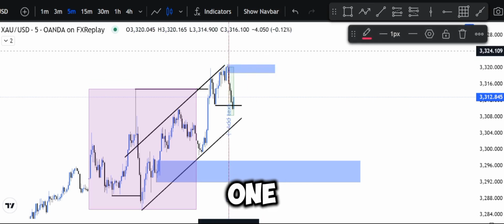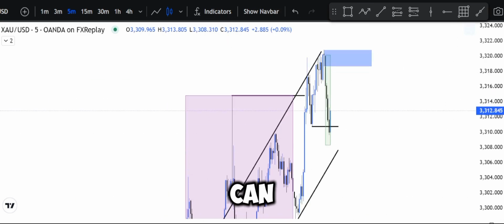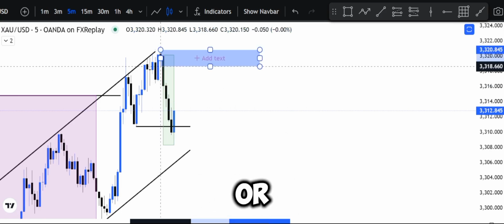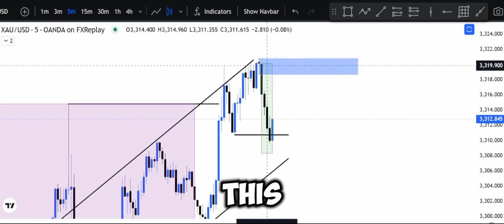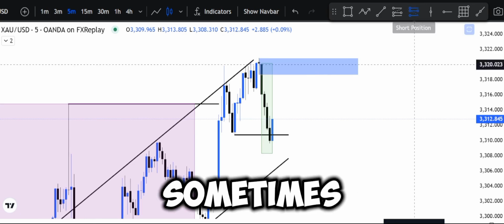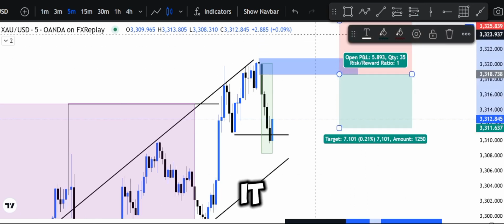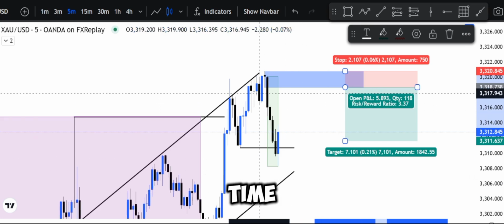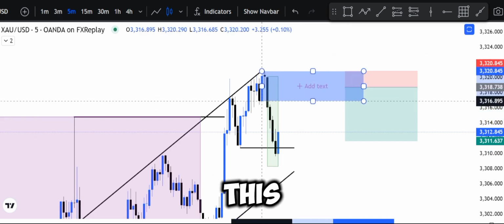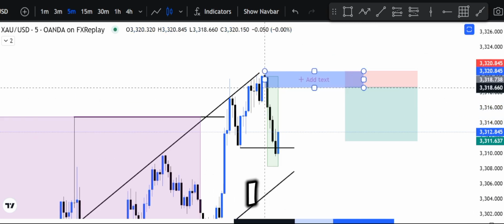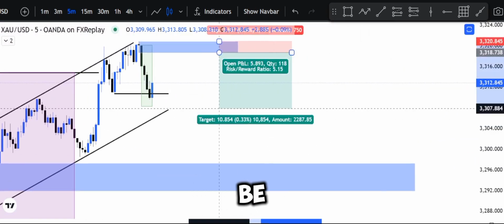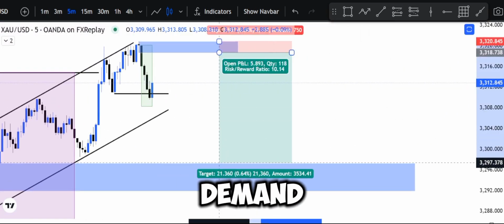Let me remove this one. There are two things you can do here. You either take the whole zone or take this wick, this doji candle. But sometimes price won't mitigate it, and sometimes it mitigates it. But most of the time, it's better to take it like this. But I can risk it. I will take it like this and take profit as usual. Would be our valid demand.